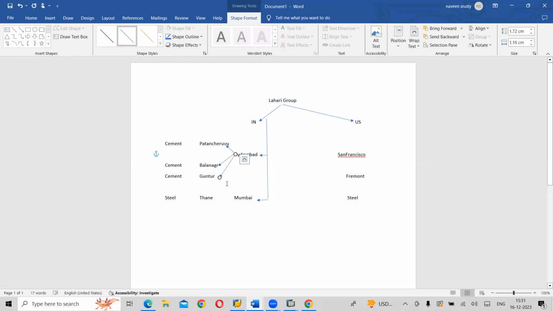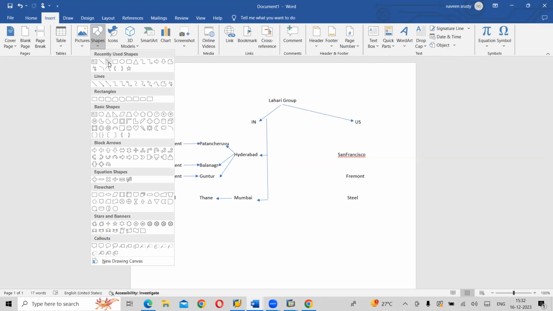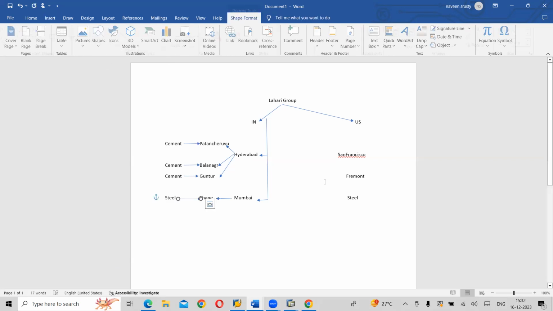And next one, Mumbai. We have a plant in Thane, and that is a steel plant. And here also we have a cement plant in Patancheru, a cement plant in Balanagar, a cement plant in Guntur, and a steel plant in Thane.